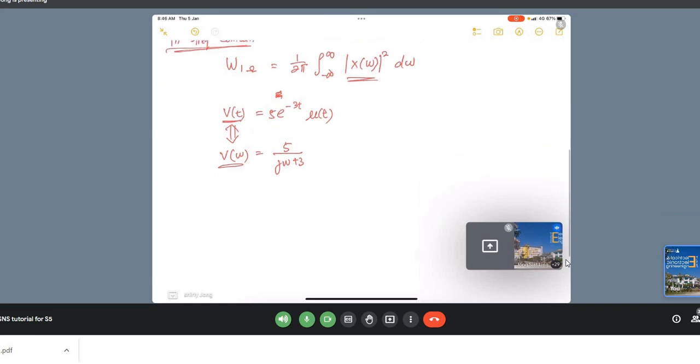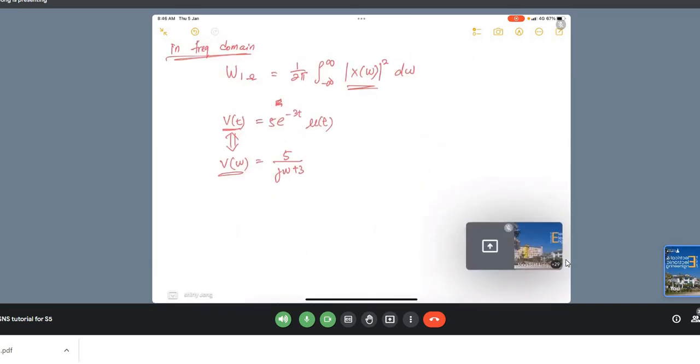So okay, now we know the V(omega). This X(omega) actually refers to the V(omega), because this question refers to the V(omega). So X(omega) squared, or in this case V(omega) squared, refers to X(omega) multiplied with the X(omega) square conjugate.